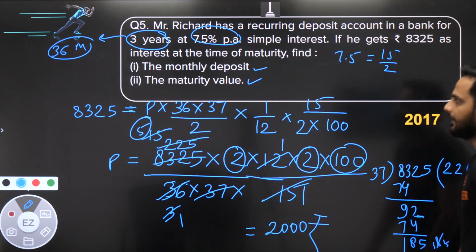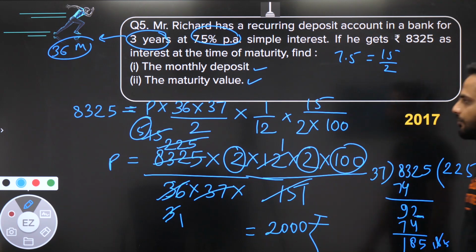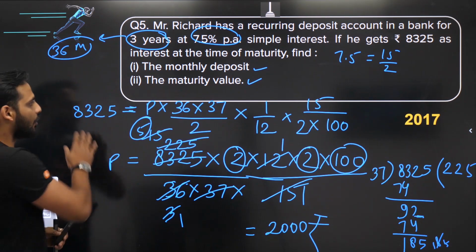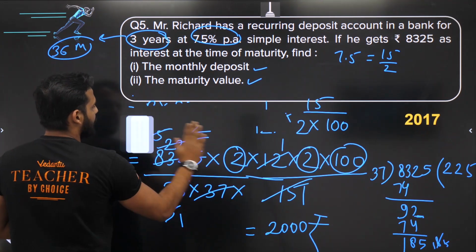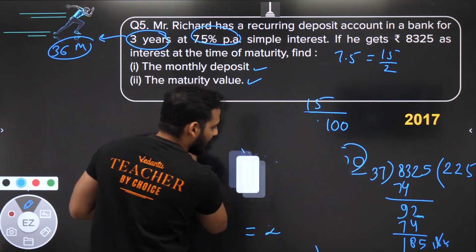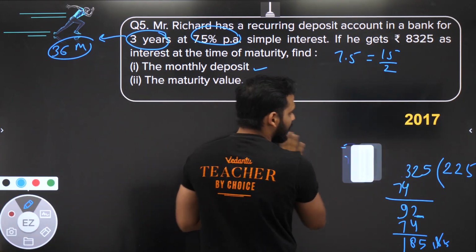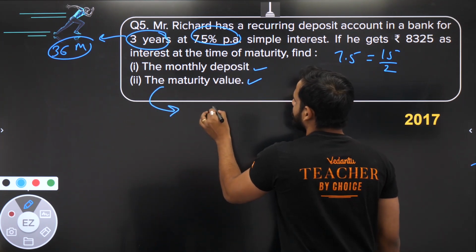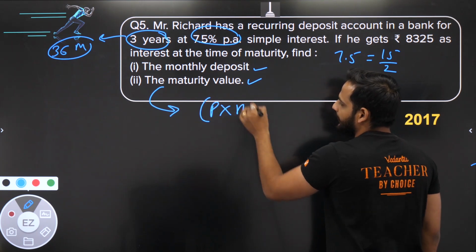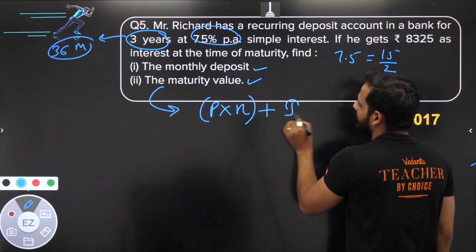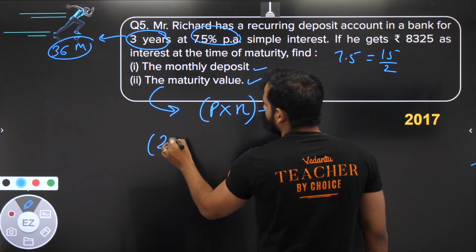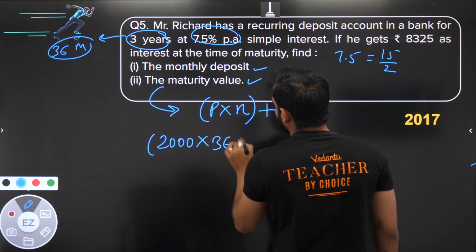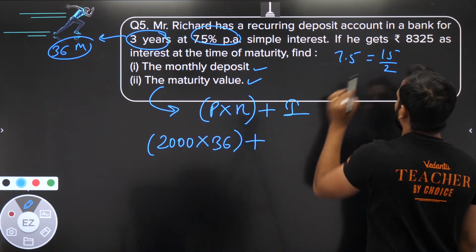So the monthly deposit is rupees 2000. But if I have got the monthly deposit, I can say that my maturity value is very easy to calculate. What is maturity value? Maturity value is P into N plus I: principal deposit per month into number of months plus the interest. I have been depositing rupees 2000 for 36 months plus the interest which I have got.